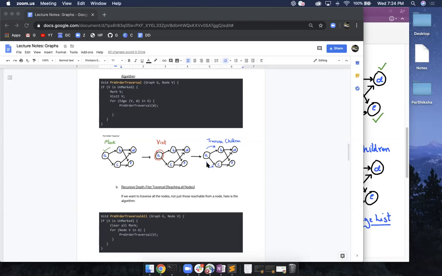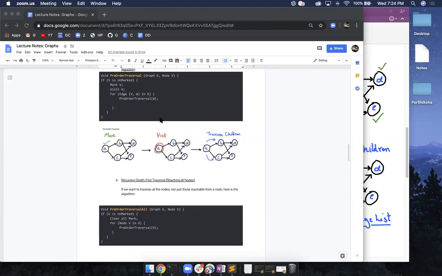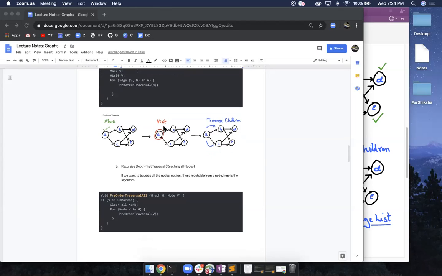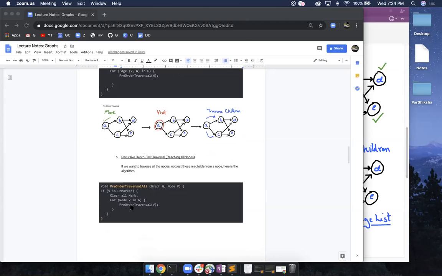How do you do that efficiently is the question. The way you do that is you use the same pre-order traversal idea, but you iterate through all the nodes of the graph. So the idea here would be, let's say the algorithm is called pre-order traversal OR, and you're given a graph G. You'll iterate through all the nodes of the graph, initially mark all of them as not visited, and then for each node in the graph you do the pre-order traversal, which we've done, right?